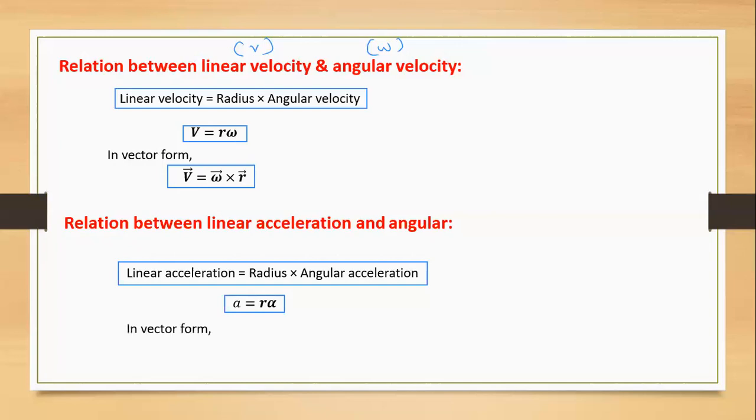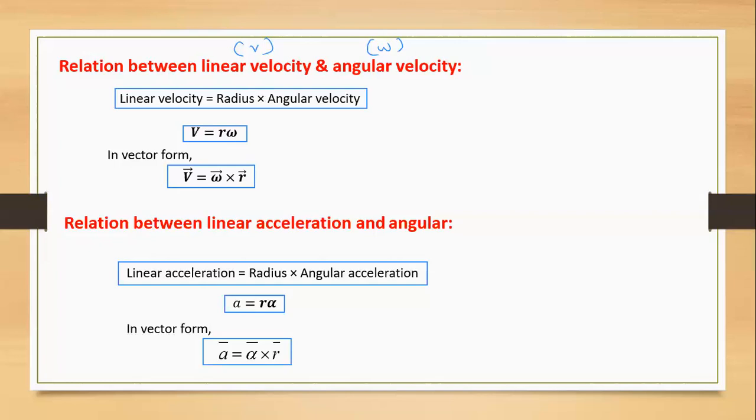Now in a similar manner, we can write the same equation in vector form. The vector form of this equation is a bar = α bar cross r bar. So this is the vector form of this equation.